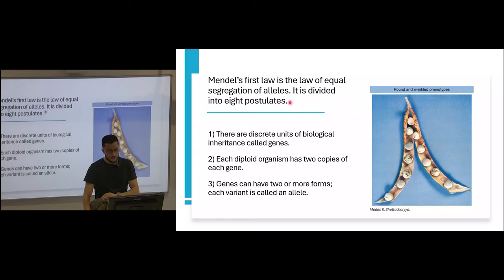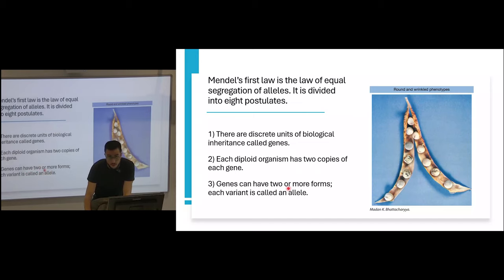So Mendel postulated two laws, right? He was studying the inheritance of genes. The first one is the equal segregation of alleles, which is divided into eight postulates, right? That genes are discrete units of biological inheritance. Diploid organisms always have two copies of each gene. Genes can have two or more variants called alleles, right?